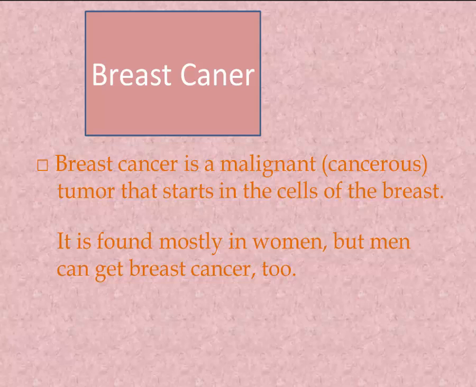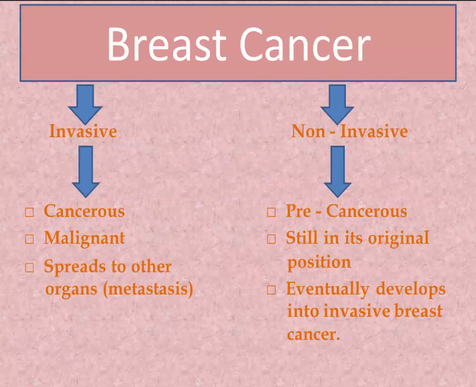Breast cancer is a malignant, cancerous tumor that starts in the cells of the breast. It is found mostly in women, but men can get breast cancer too. Invasive and non-invasive breast cancer. Invasive breast cancer is cancerous, malignant, and spreads to other organs, which is metastasis. Non-invasive is precancerous, still in its original position, and eventually develops into invasive breast cancer.